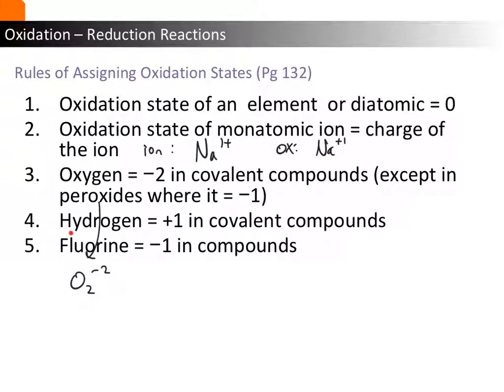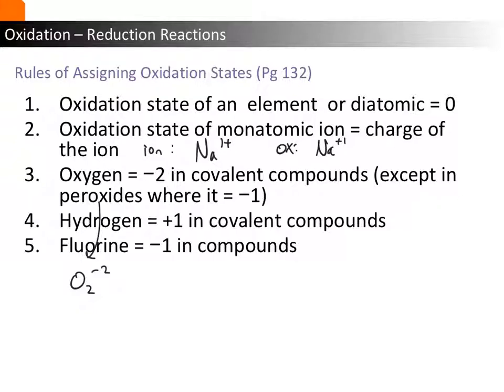Next, rule 4, hydrogen is +1 in a covalent compound. Now, like before, it's +1 in an ionic substance when it's listed first, like hydrogen chloride. Any acid, the hydrogen is +1 oxidation state. But in covalent compounds, it's also +1. The only times it would be -1 is if it came second in an ionic compound. For example, CaH2, calcium hydride. In that case, each hydrogen would be a -1 oxidation state.